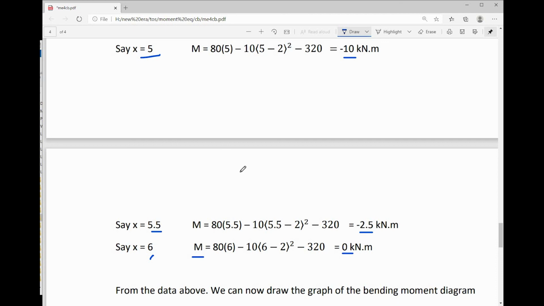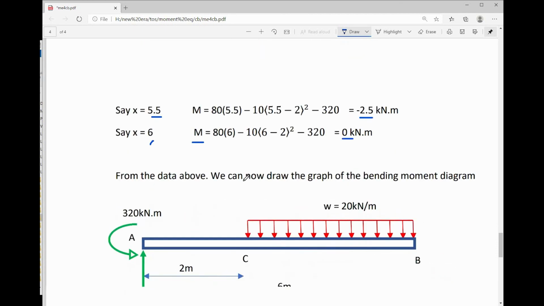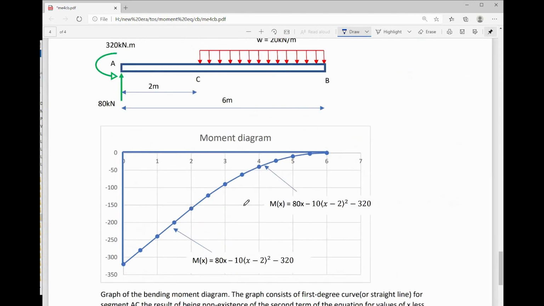From that data, we are able to graph the bending moment diagram of the beam. So here is now the bending moment diagram. Even if from point A up to point C of the beam the graph of the bending moment diagram is a first degree curve, or a straight line, it is defined by the single moment equation. This is equal to what we have obtained. And from point C up to point B of the beam, we have a second degree curve, and still the single moment equation will define that curve.